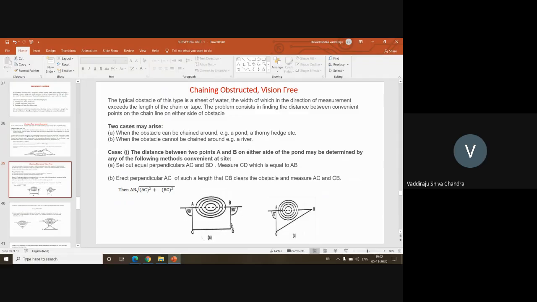I'm going to measure the distance CD, which is definitely equal to the distance AB because these two lines are perpendicular to each other. So the distance CD is definitely equal to AB. I'm measuring AC and BD, then I can measure the value of CD, which is equal to AB. This is one more technique.